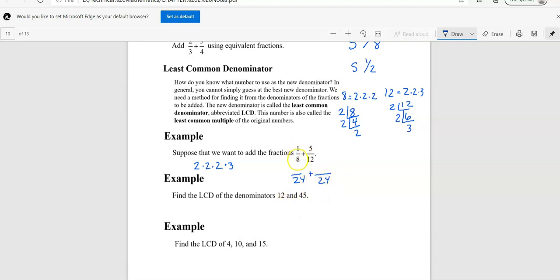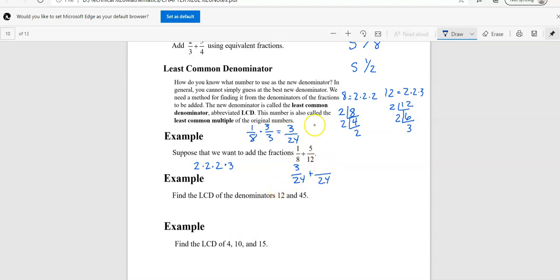Now, how do we figure out what the number on the top is? Well, we use what we did already in this class when we said, I need to multiply by something that's going to get me 24 on the bottom. So 8 times 3 gets you 24. Well, if you multiply by 3 on the bottom, you've got to multiply by 3 on the top. And 1 times 3 is 3. So this turns into 3 over 24.